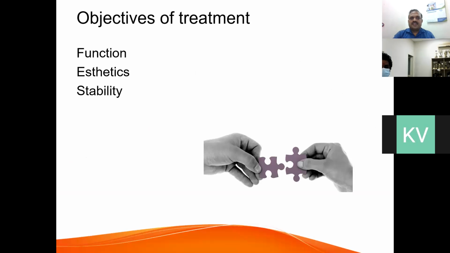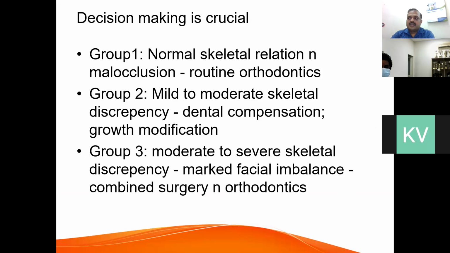So the objective of the treatment of any orthognathic surgery patient will be based on function, aesthetics, and the stability of the treatment. You should achieve the essential function and acceptable aesthetics, and a stable result has to be produced. So the decision making in this group of patients is very crucial. There are three groups of patients you'll be encountering. First will be the normal skeletal relationship with the dental malocclusion. They are routinely treated by orthodontic treatment.